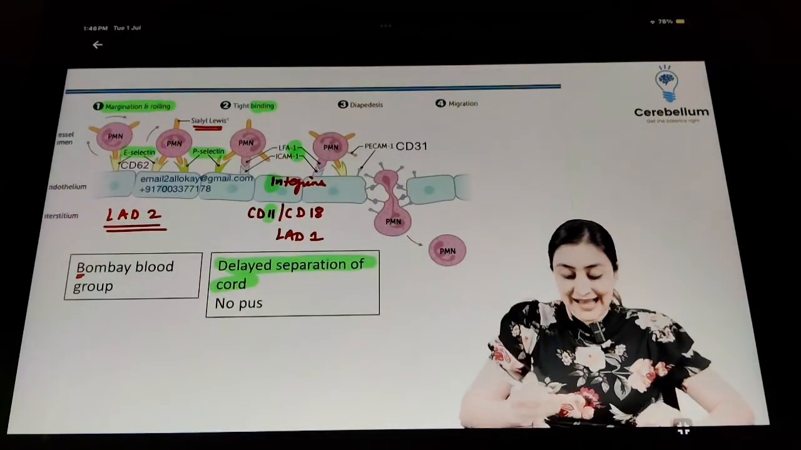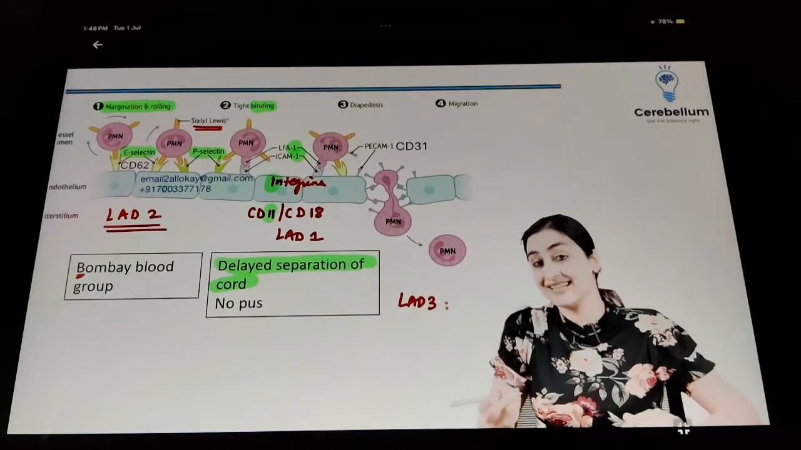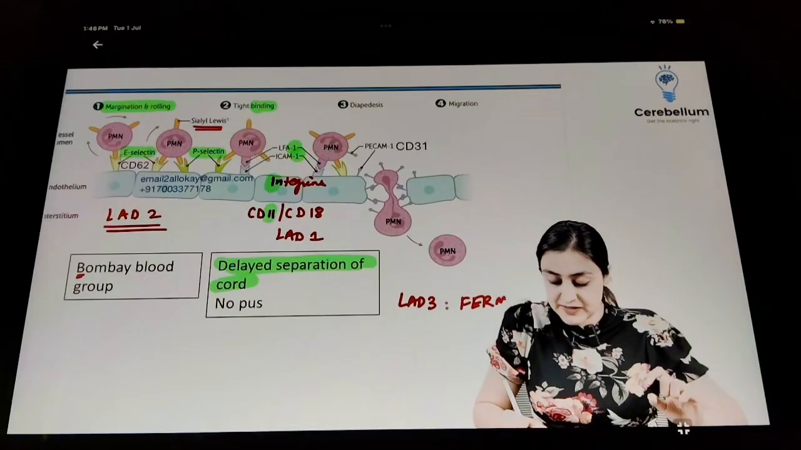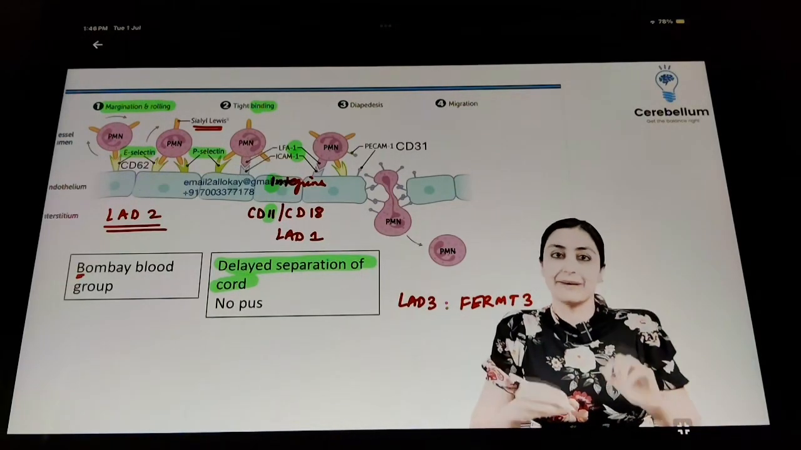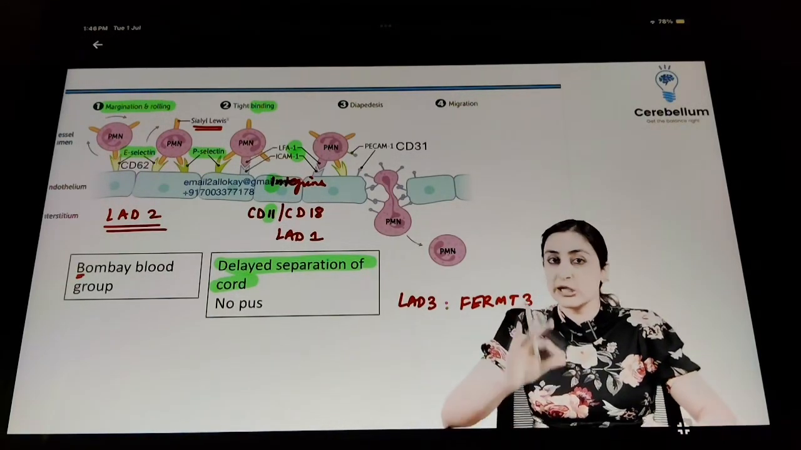Apart from that, while we are on LAD, just to finish off, there is a rare type which is LAD3. That's the least common type. From LAD3, you will only remember that this is a defect of kindlin 3, which is also going to help in the migration. Okay, so that is what is missing here. So this finishes off leukocyte adhesion defect.